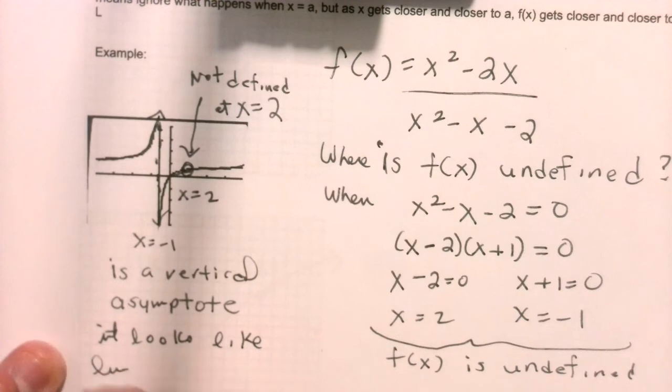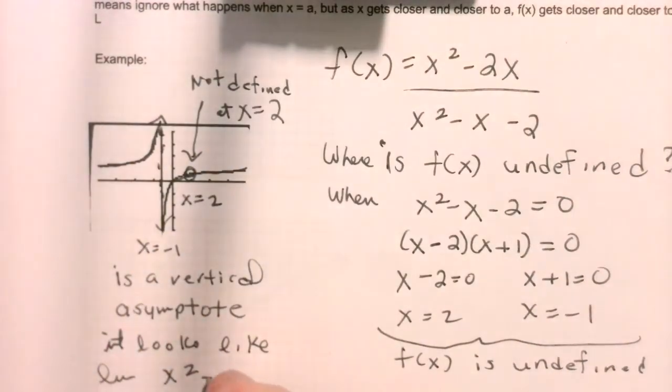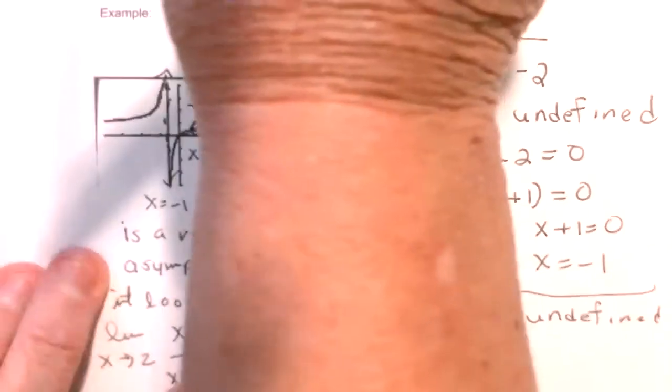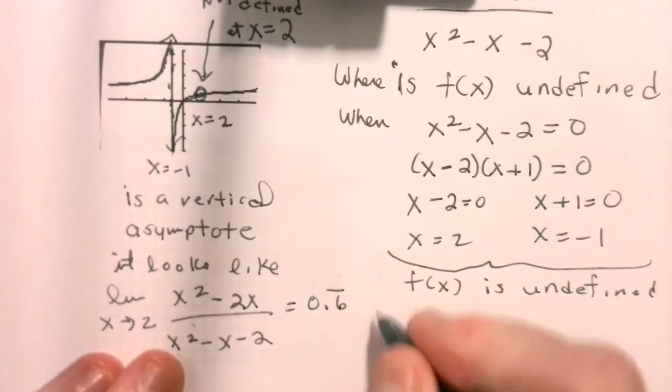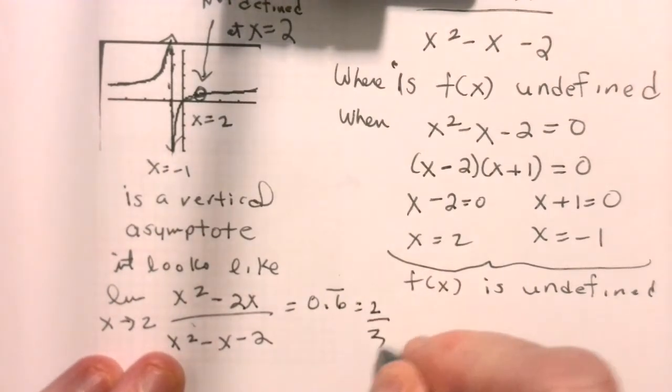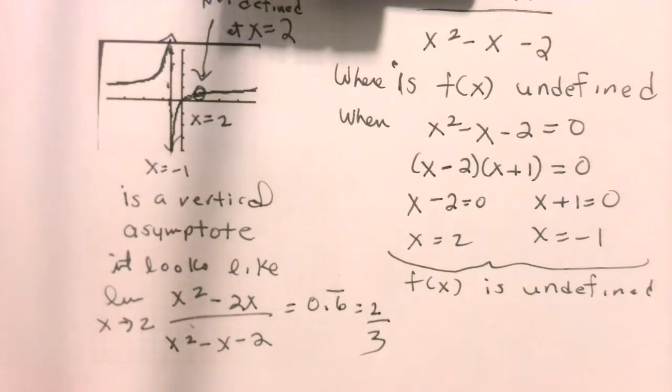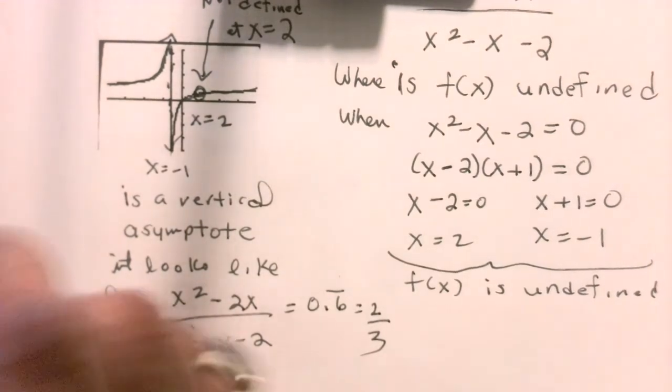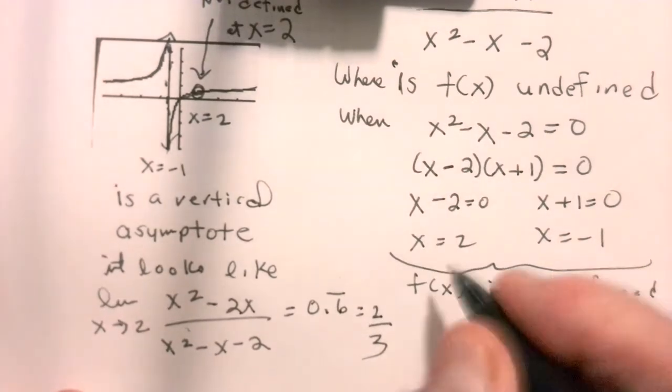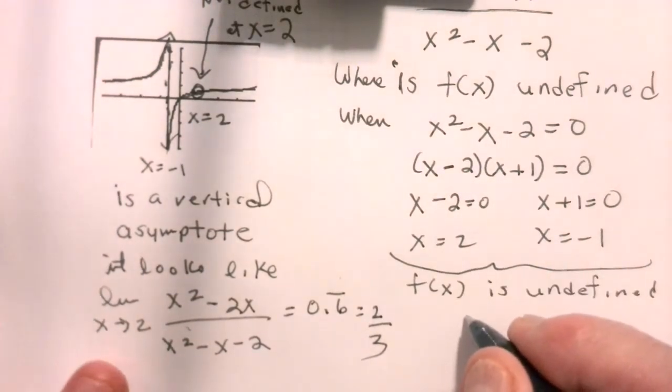And so it looks like the limit as x approaches 2 of this function is going to 0.66666, but that is actually equal to 2/3. Now, later in the next section, we're going to find out how to actually show this without just having to look on our calculator and figure it out from there.